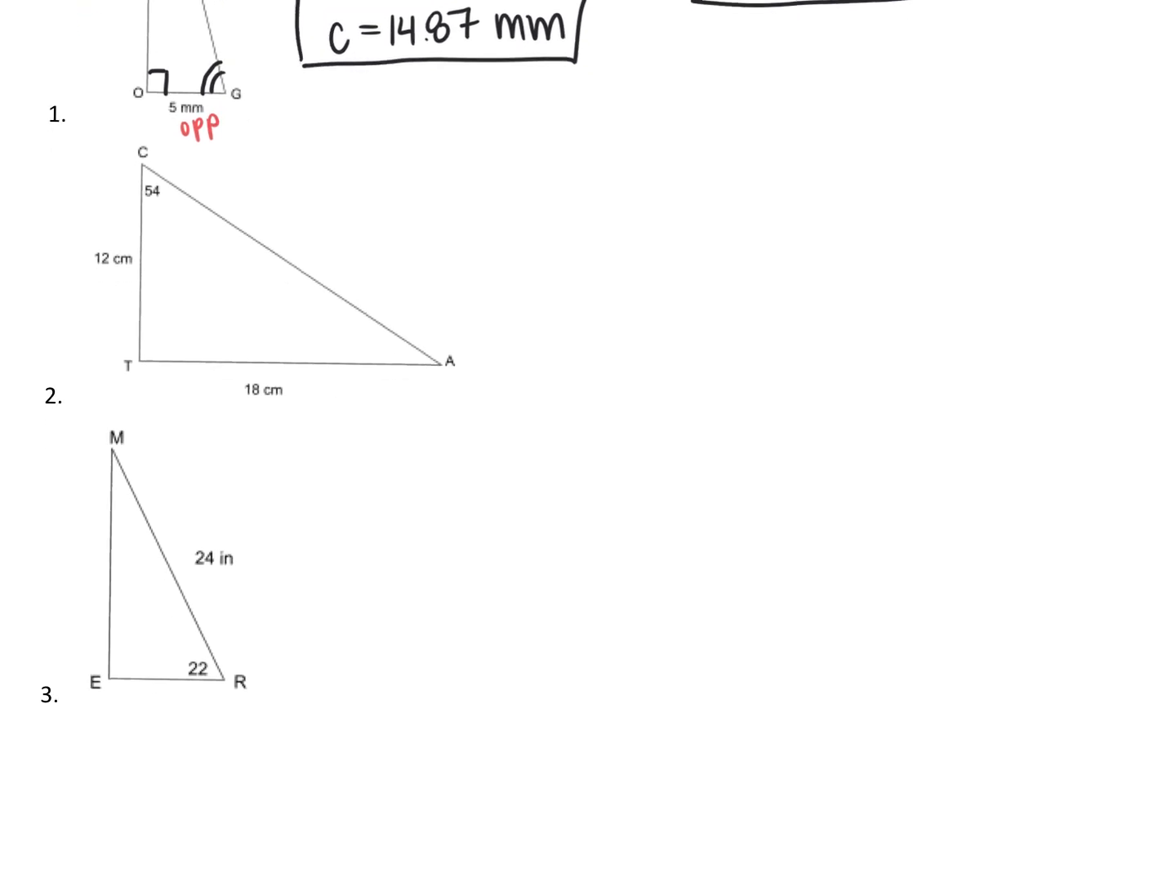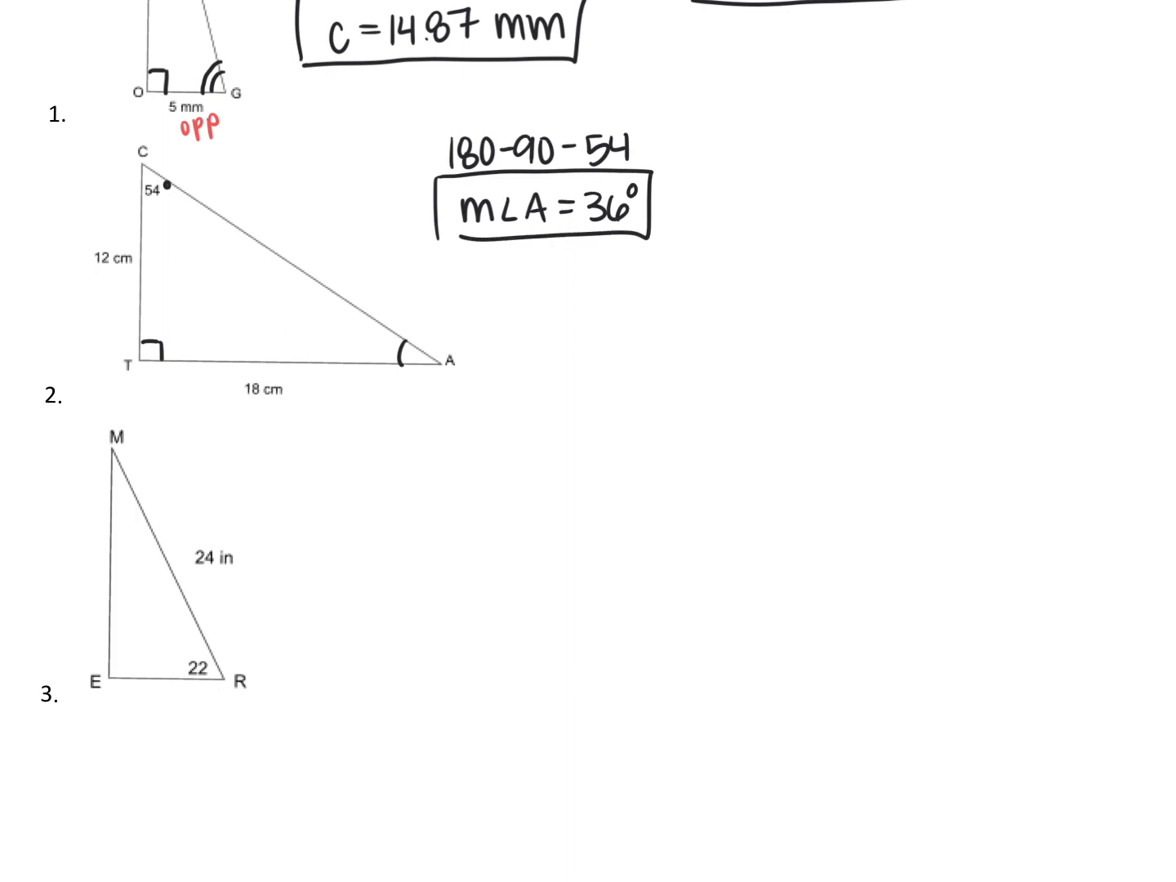In our second example, we have triangle CAT. Our right angle is at T, and we have that angle C is 54 degrees. The first thing I'm going to solve for here is my missing angle A, because it's very easy to solve for. I know two of my three angles. We just do 180 minus 90 minus 54. And we get the measure of angle A is 36 degrees.